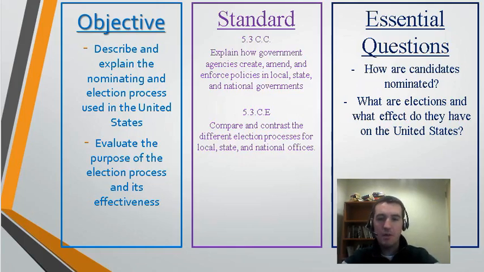Our standards are there. Remember, we're continuing to look at our rights as U.S. citizens, and one of those rights is voting, so we're trying to understand more about that right and the rights that we have when it comes to voting. And our central questions are: how are candidates, those are the people that we can vote for, how are they nominated? How do they get to that point? And what are elections and what effect do they have on the United States? So why do we have them and how does it affect our lives?